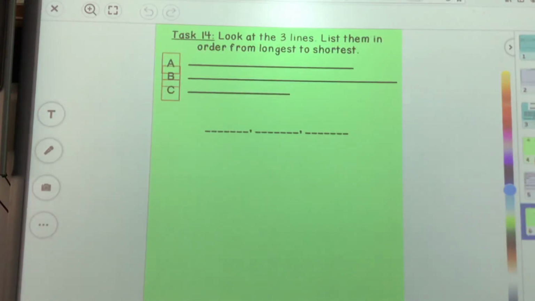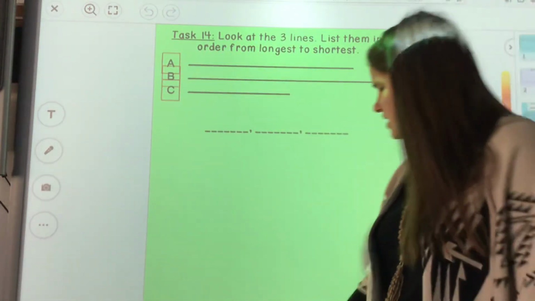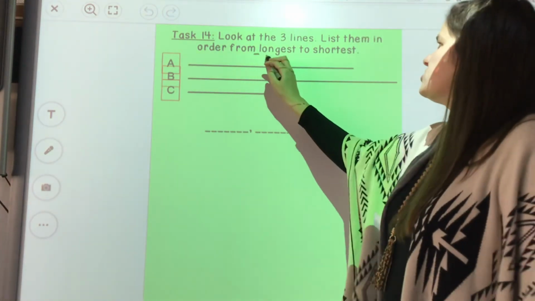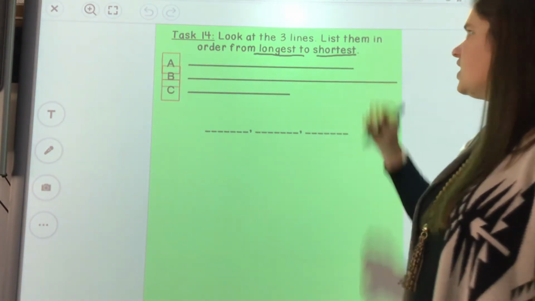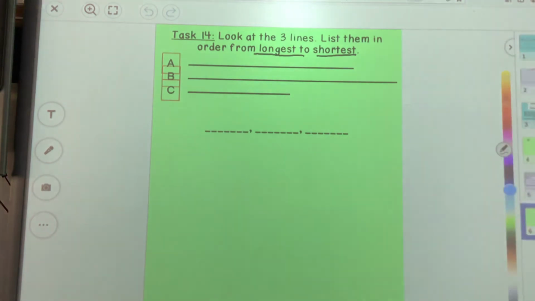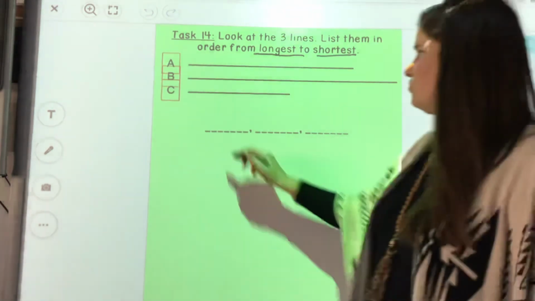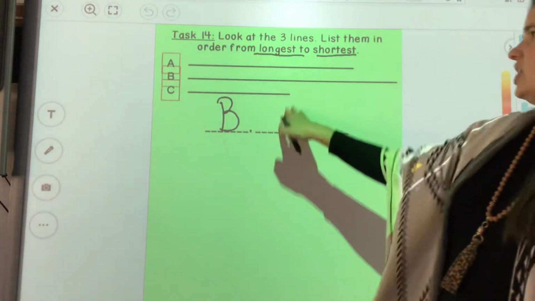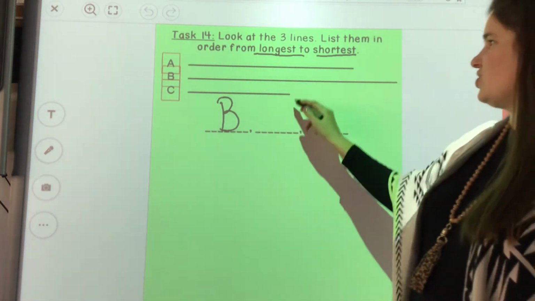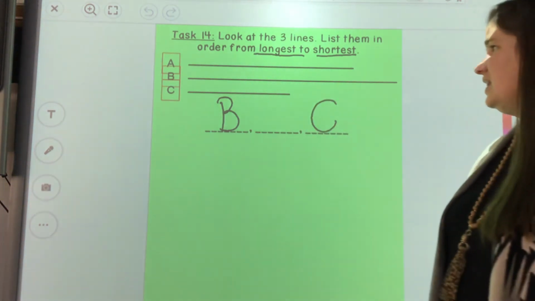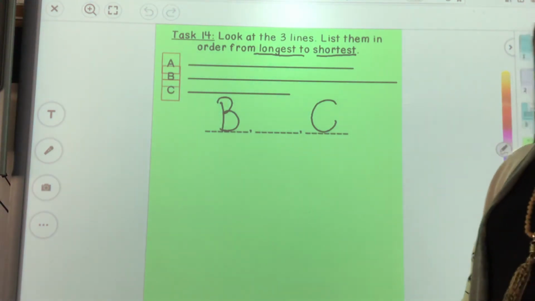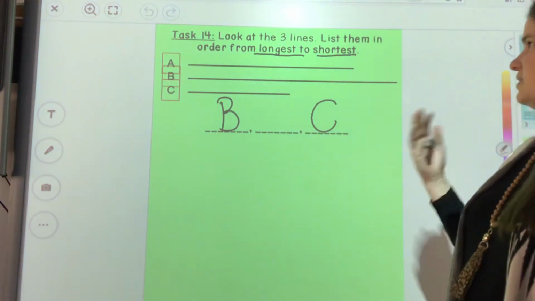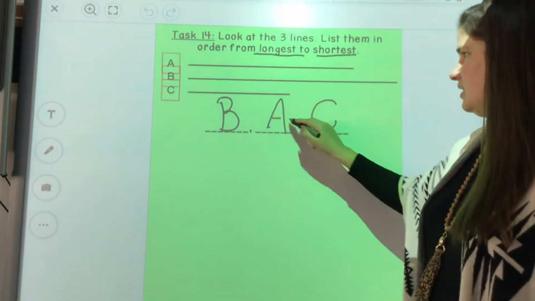And your last example, look at the 3 lines, list them in order from longest to shortest. Make sure you see which one needs to come first. So longest, just by looking at those, I know the longest would be the B line. I'm not going to go with in between yet. I think the shortest is the C line. And then I can look. And I have B and C, so that must mean A is in between.